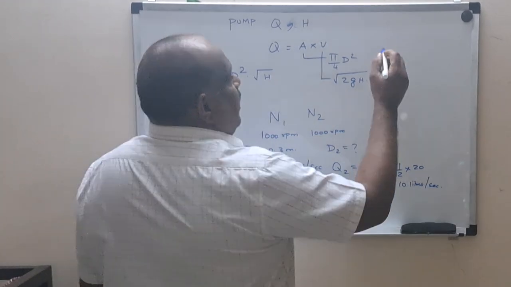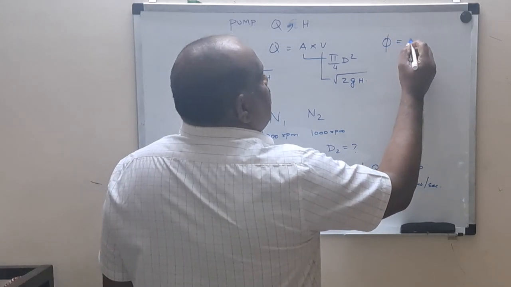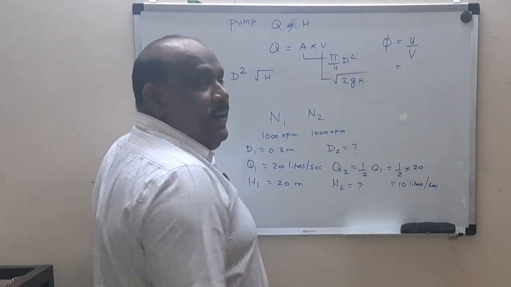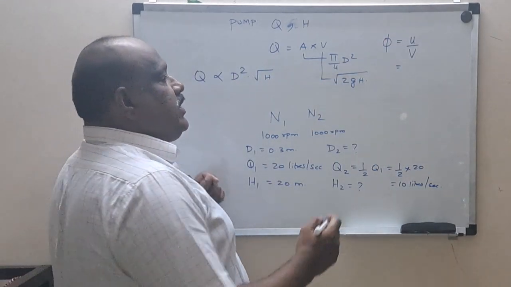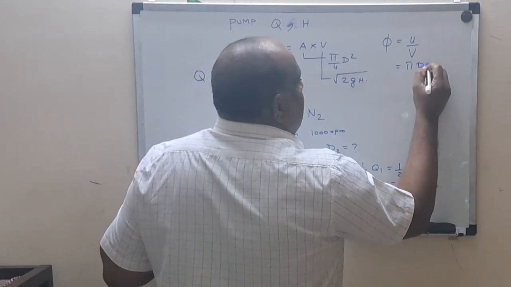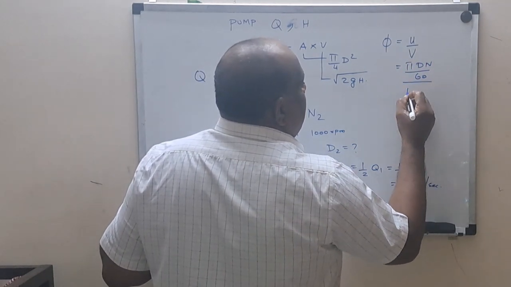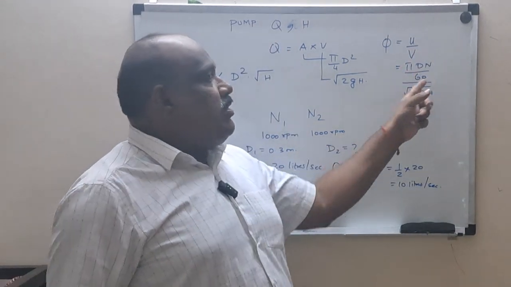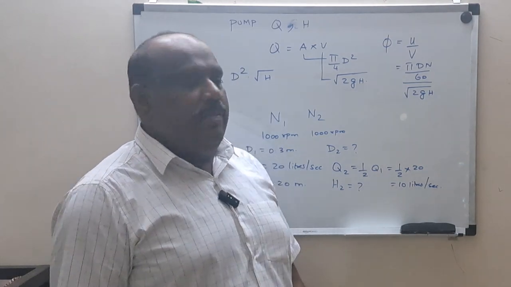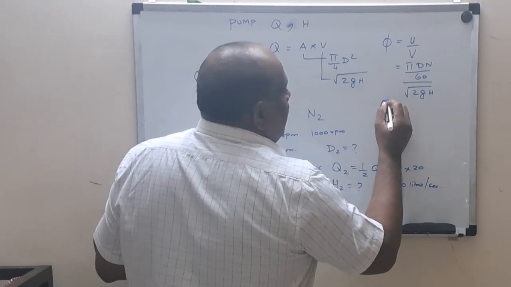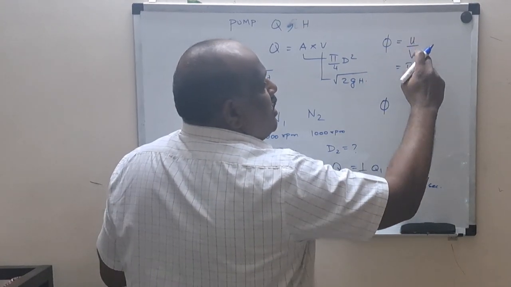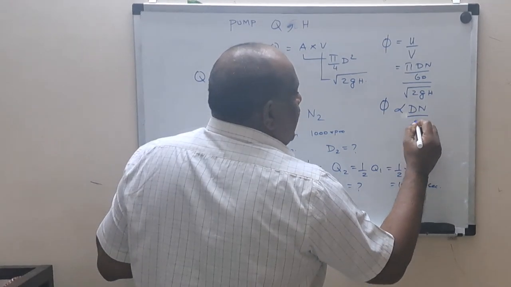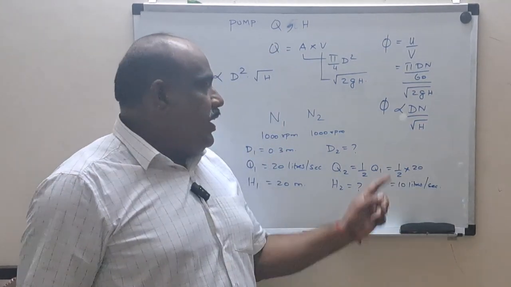One more term we have defined, that is phi, which is nothing but the speed ratio, U by capital V. U is nothing but the impeller speed, meaning the blade speed, given by pi dn by 60. Whereas V is given by square root of 2gh, the velocity of the fluid. U is the velocity of the solid, the blade velocity. Now phi is also a constant. Why? The ratio of the velocities is nothing but a constant. So phi is directly proportional to dn by square root of h. I hope you will agree with me. Phi is directly proportional to what?